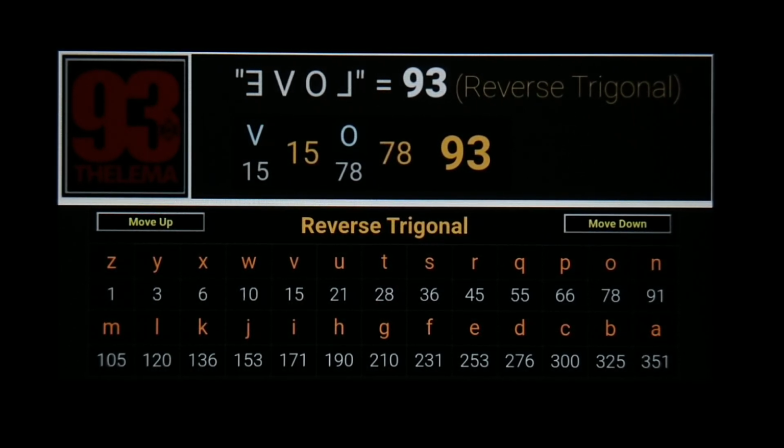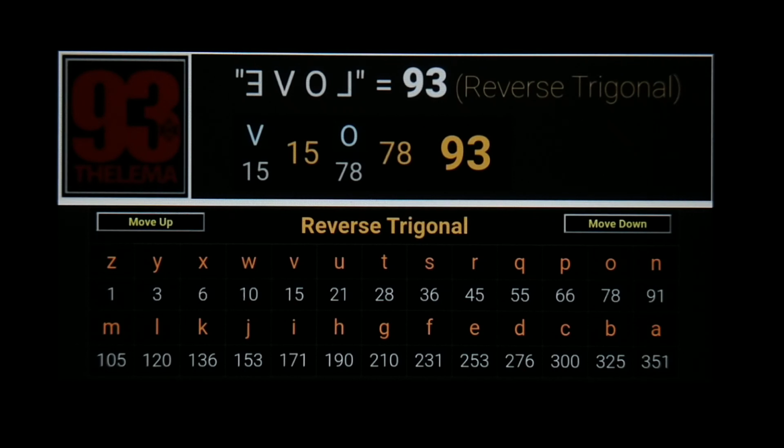is that when you flip it backwards, not all of the letters are recognizable. They don't all get values. So for instance, the letter L flipped backwards, like in a mirror, has no value in Gematrinator. The O, however, if you held a mirror up to the O, it still looks like an O. That has a value of 78 using the reverse trigonal cipher. The letter V has a value of 15. See, if you flip the V backwards, it still looks like a V. So O and V have values.